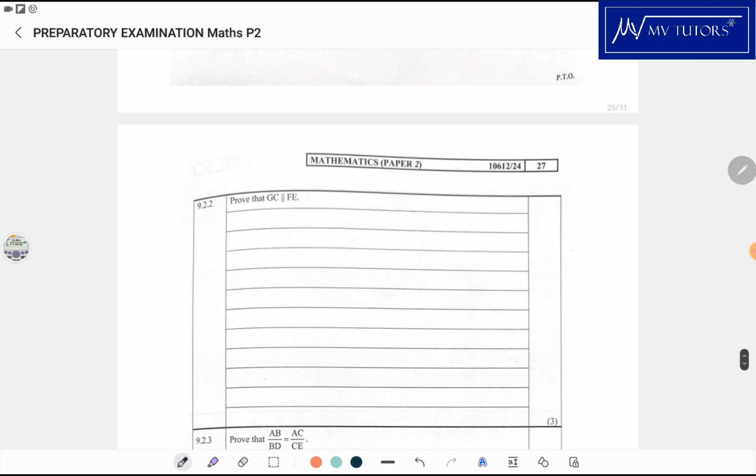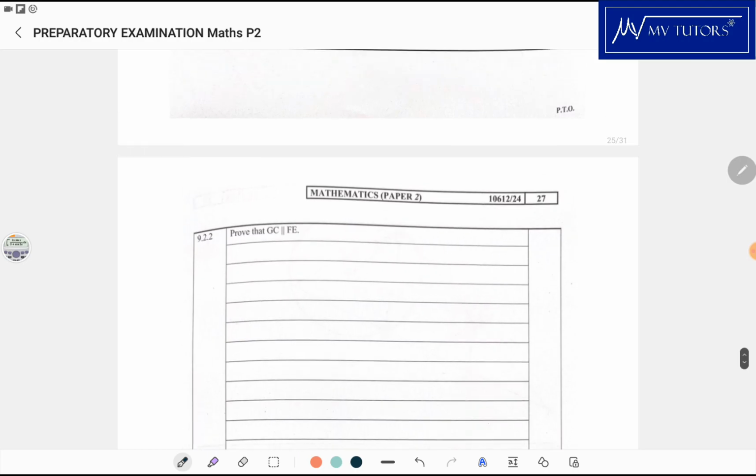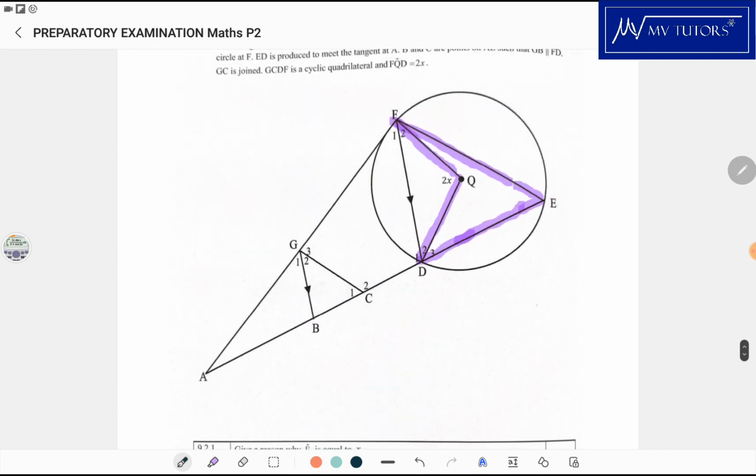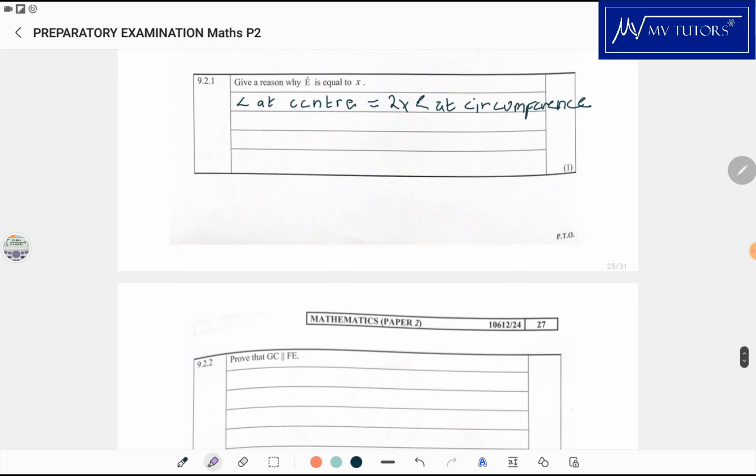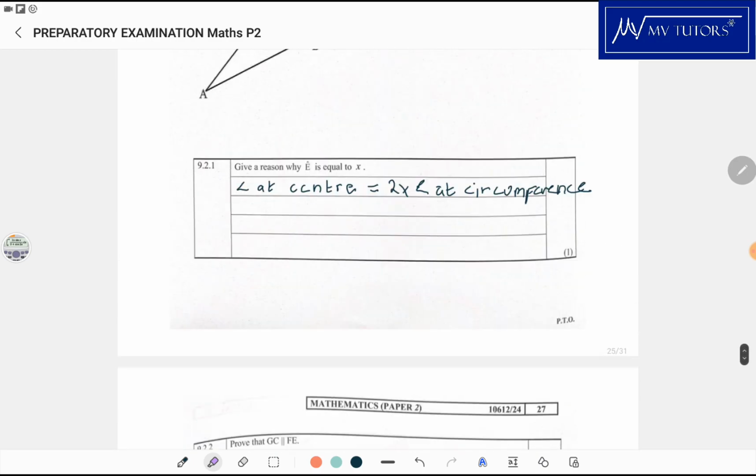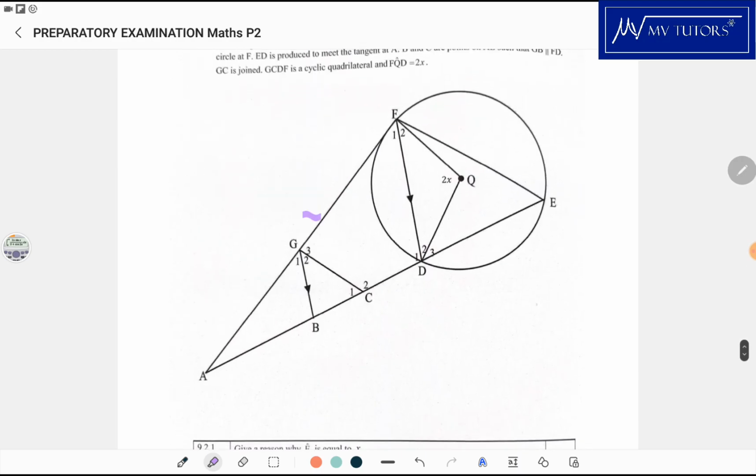Prove that GC is parallel to FE. Let's go and highlight these so that we can see a proper picture of what it is that we are talking about. So I'm gonna wrap this, then I want to highlight the next batch. They said prove that, what was it? GC and FE. Let's go back. There is GC, and there is FE. I have to prove that these two are parallel. Let's start here.